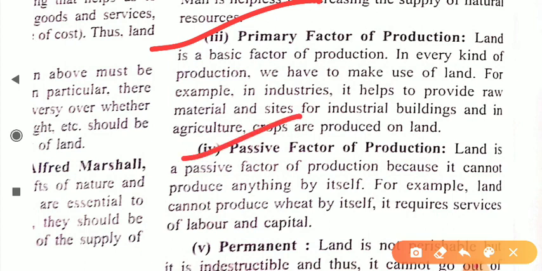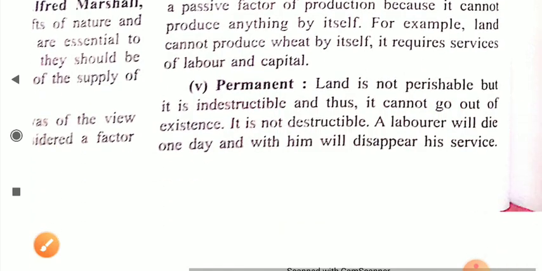The second one is passive factor of production. Land is a passive factor of production because it cannot produce anything by itself. That's why it is passive, because land can't produce wheat, land can't produce infrastructure. All these activities are done by human beings, or the residents of a country. That's why this is a passive factor of production.